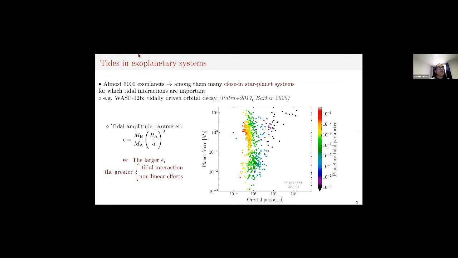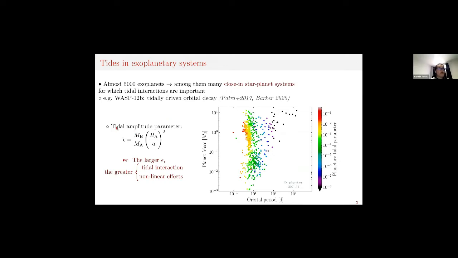effect. So far there have been thousands of exoplanets discovered, and a lot of them orbit really close to their host stars. For these systems, tidal interactions are really important, even shaping the architecture of the system and also the rotation of the bodies. For example, for WASP-12b, you have the planet that is falling toward its host star, and this is likely to be due to tidal interactions.